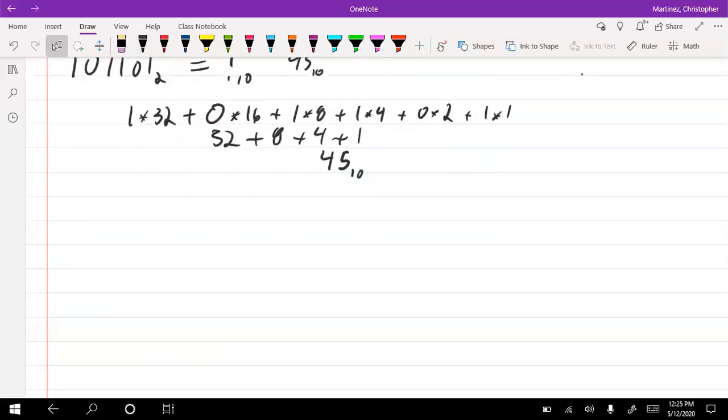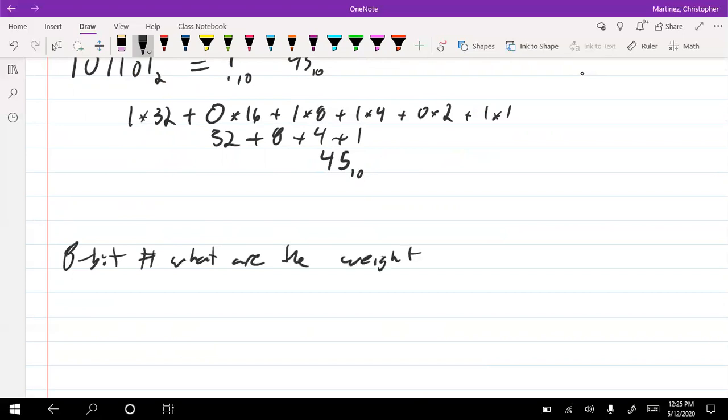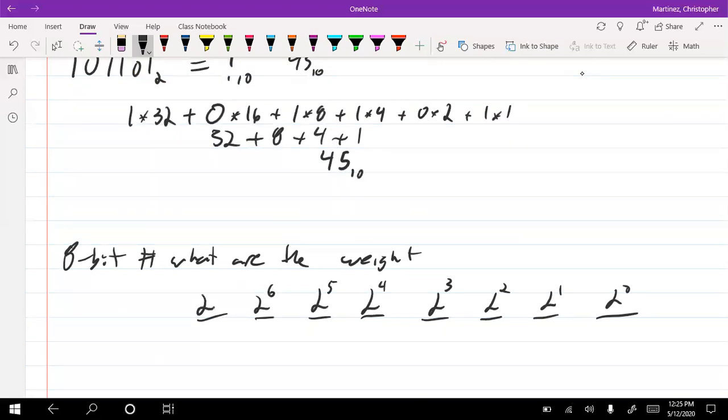All right, so let's just figure out if we have an 8-bit number, what are the weights? Just so we can make sure everybody understands this. Okay, so we start 2 to the 0, 2 to the 1, 2 to the 2, 2 to the 3, 2 to the 4, 2 to the 5, 2 to the 6, 2 to the 7. What numbers are these? It's 1.